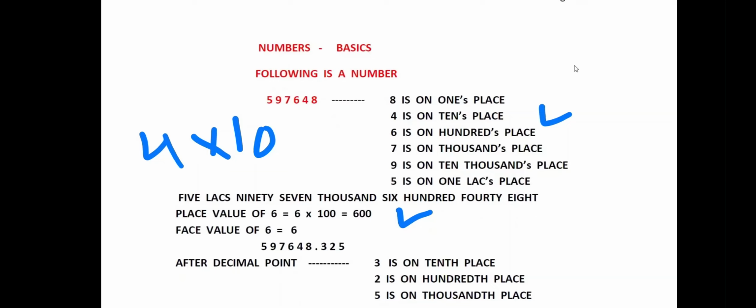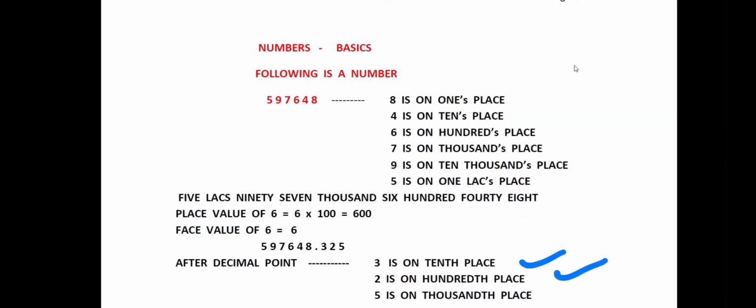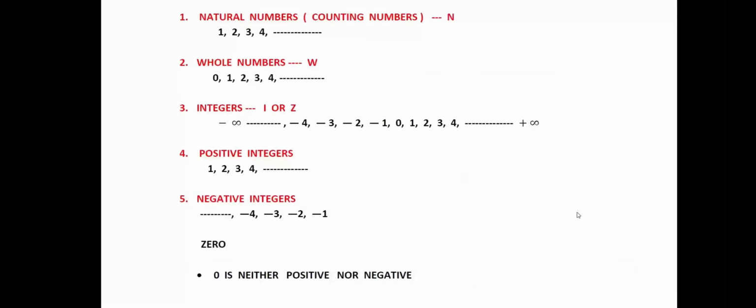Now, let's go to the decimal point. After the decimal point, 3 will be on the tens place, 2 will be on the hundreds place, and 5 will be on the thousands place. Now, let's go to the various types of number system.